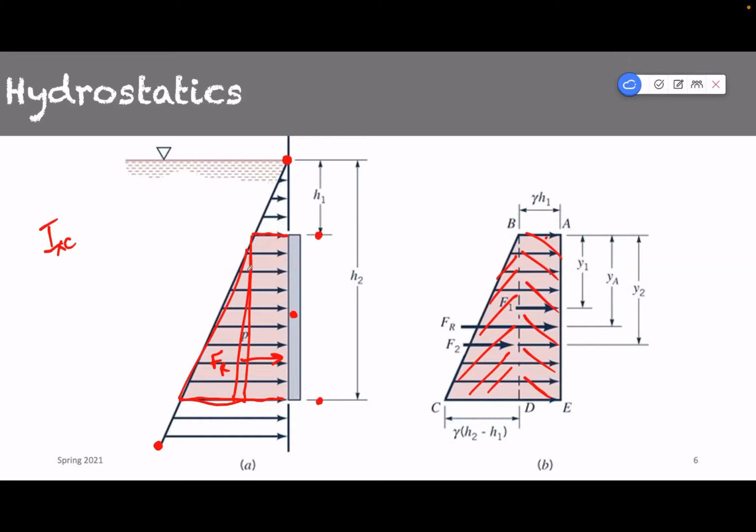For the rectangular piece, would F R act at the centroid? Yep. That's what's indicated over here, this F1 that I drew.